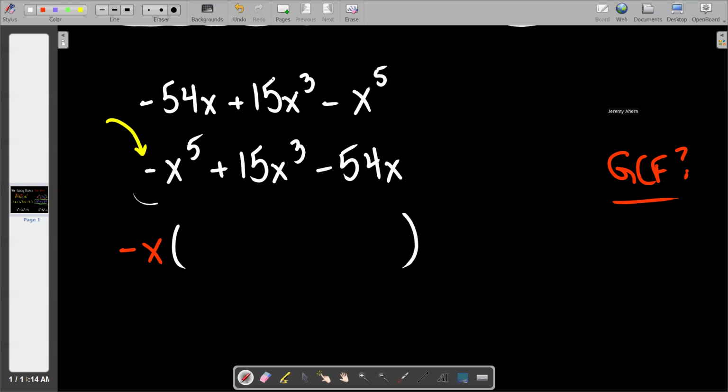What will my first term become if I rob it of its negative and one of its X's? It'll be X to the 4th. That looks familiar. Now we're seeing something we've seen before. What will plus 15X to the 3rd be? Minus 15X squared. Minus 15X squared. I had to change the sign and I had to drop an X. And the last one will change to plus, and with his X gone, he is now 54.